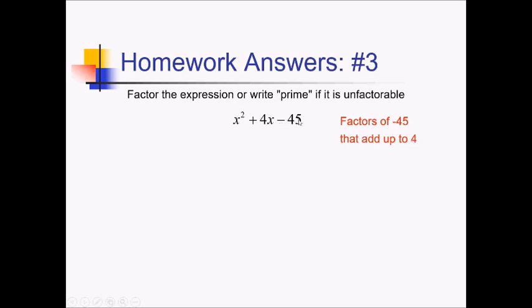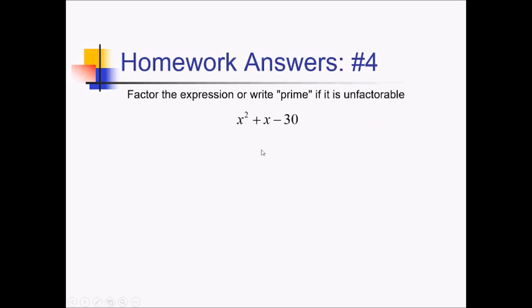Now, since this is a negative 45, that means they have to have opposite signs. And since the thing they add up to is positive, that means that the positive number has to be the larger of the two in terms of absolute value. So if we had negative 5 and positive 9, that would do the trick here. So I'm going to write x plus 9 and x minus 5.